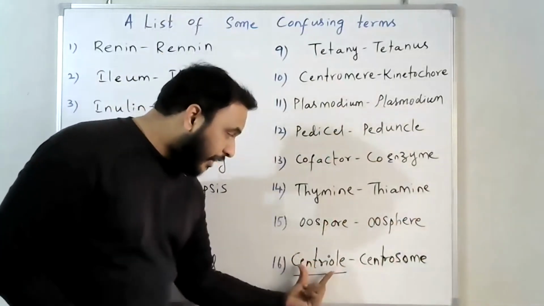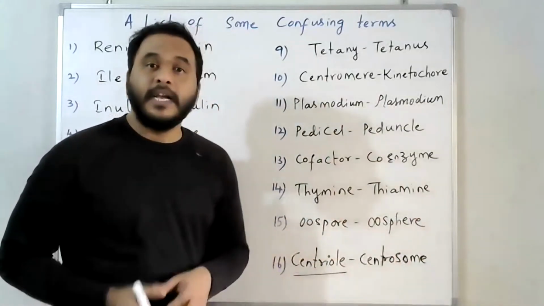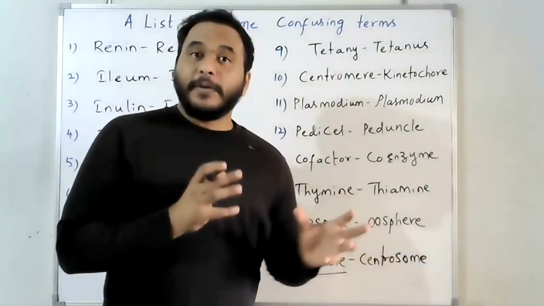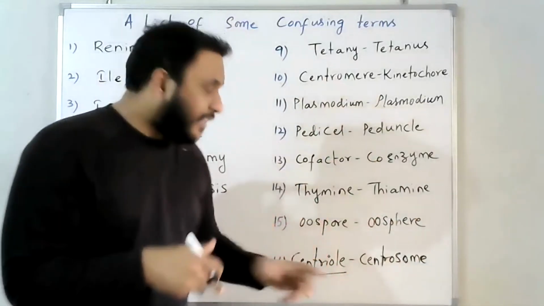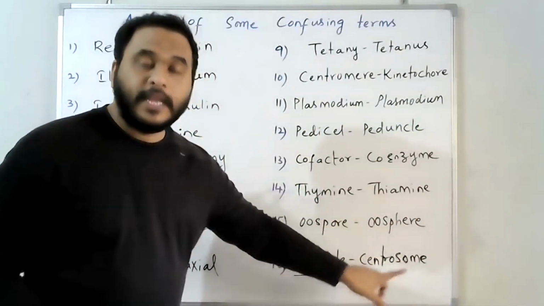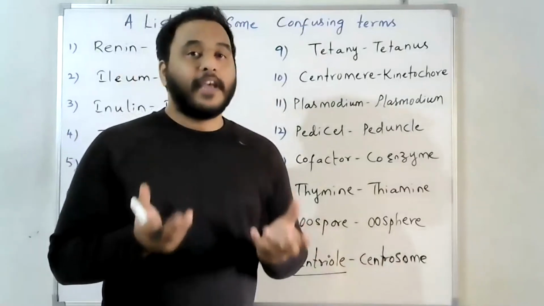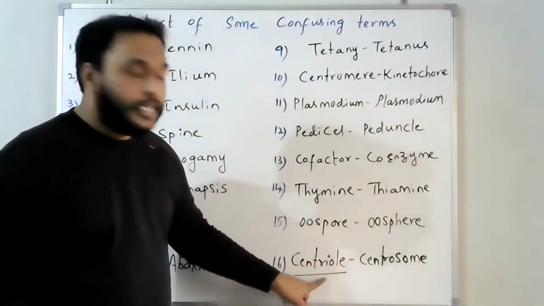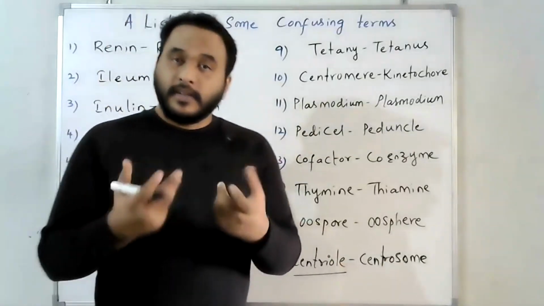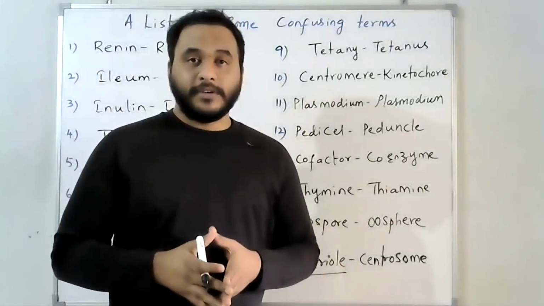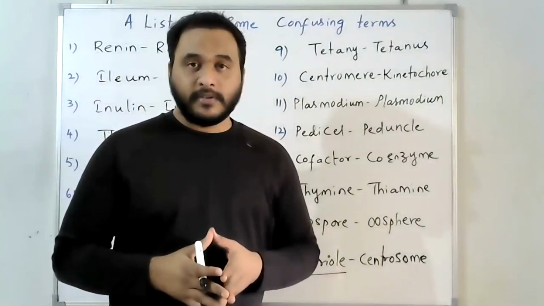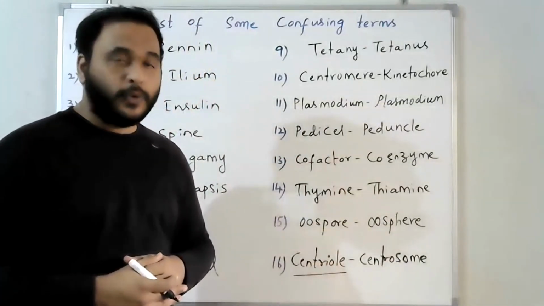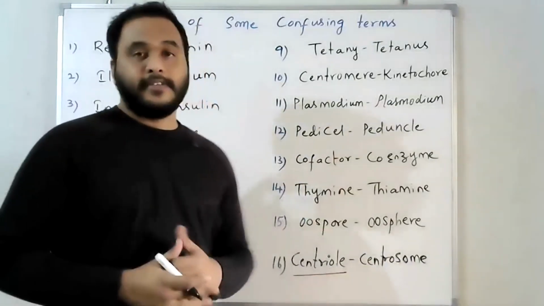Coming to centriole and centrosome. Centrioles are barrel-shaped structures which are present inside the centrosome, and the centrosome is a cell organelle inside which the centrioles are present, and the centrioles will initiate the cell division. We know spindle fibers help in cell division. Centrioles and centrosome: centrioles are present inside the centrosome.